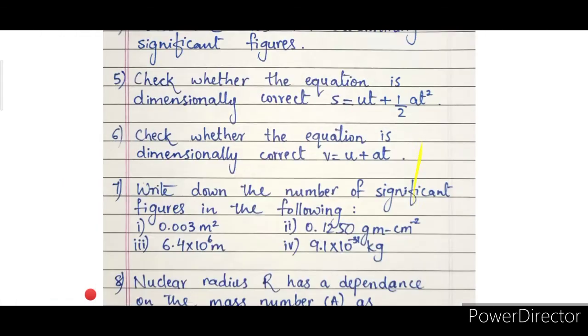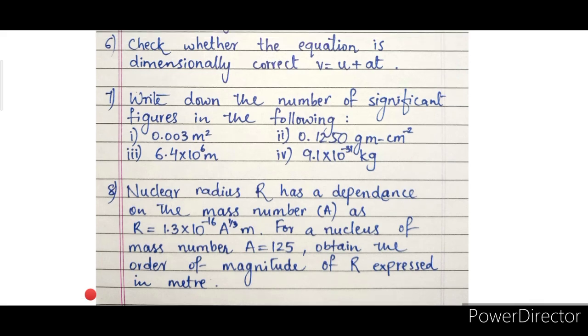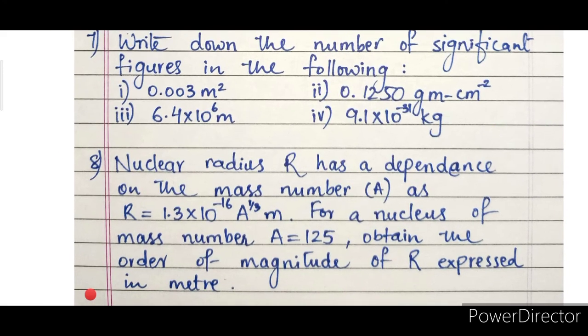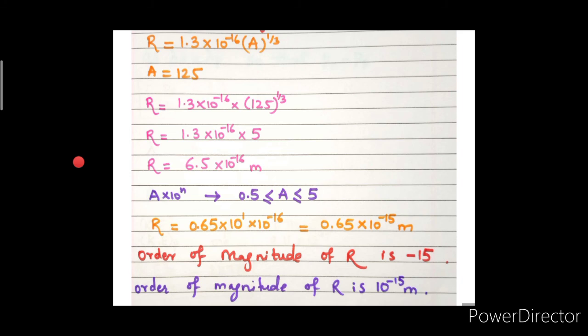Then the next question is number 8. The nuclear radius has a dependence on the mass number A, as r is equal to 1.3 into 10 raised to minus 16 A raised to 1 upon 3 meter. For a nucleus of mass number A equal to 125, obtain the order of magnitude of r expressed in meter. Here we have to determine the order of magnitude of the nuclear radius r, which should be expressed in meter. Let us have the solution.